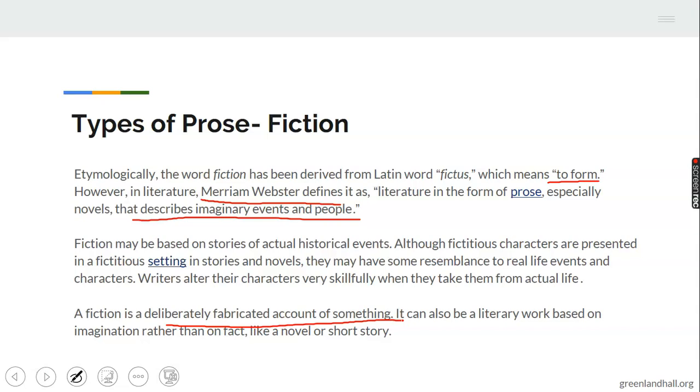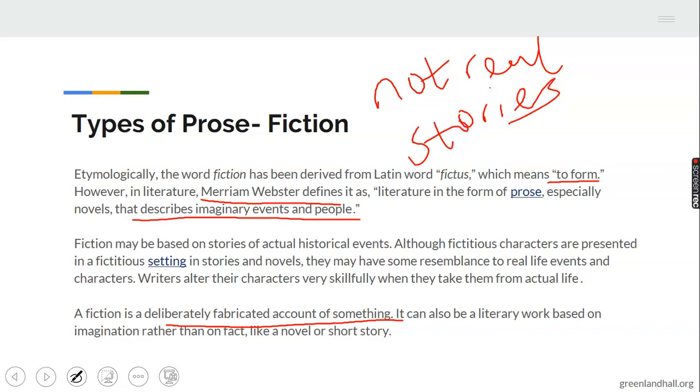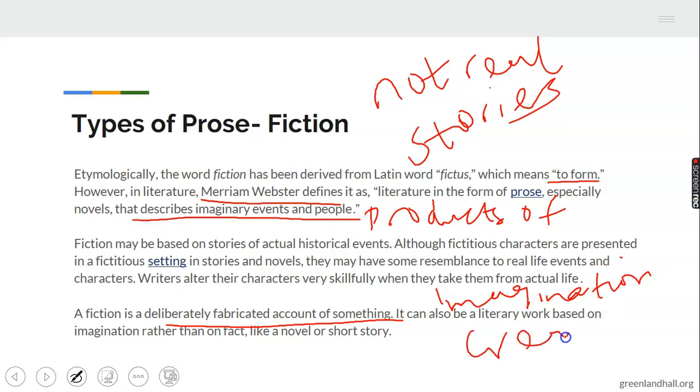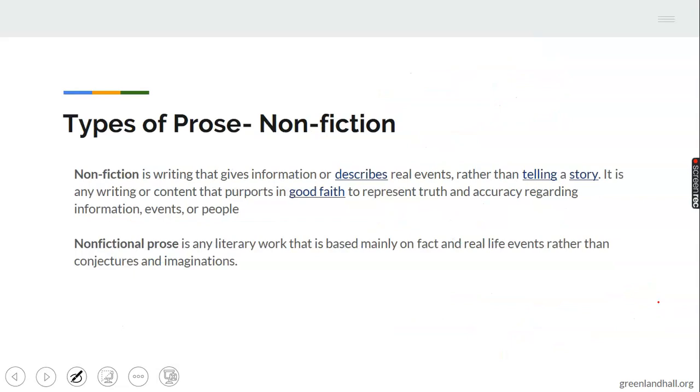So fiction is not real stories, but products of imagination or creativity. So that is one thing about fiction. They are not real. They are product of imagination and creativity.